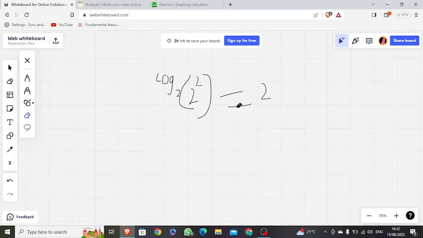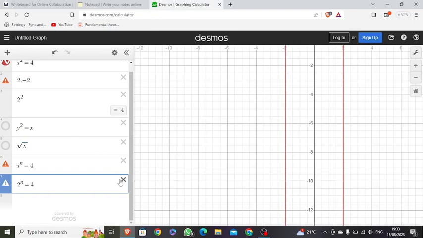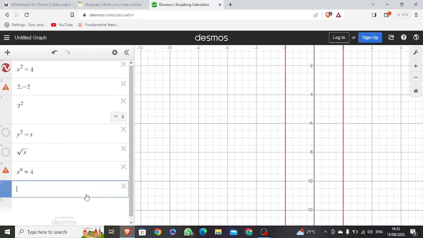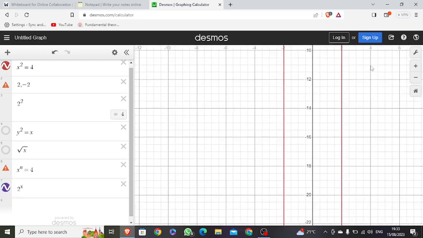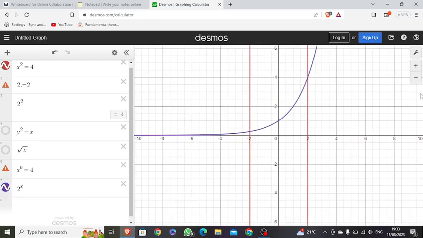Now let's remove this, and if we were to replace it with 3, that's basically what it would be equal to. So the log base 2 of 8 is 3. Just to check, let me see the function 2 to the power x, because x is what they considered. There you go.